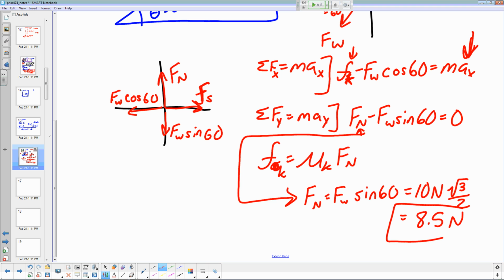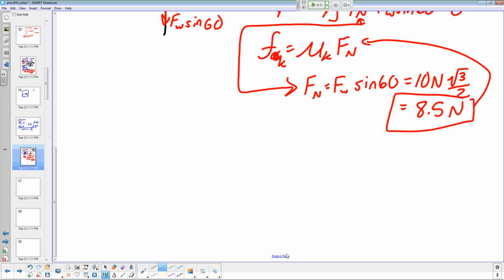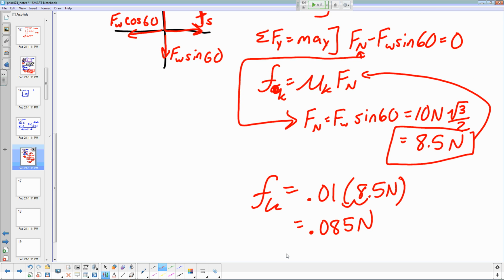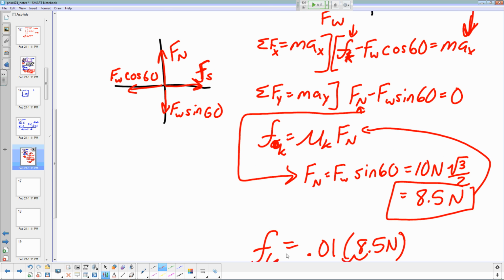Now that we know our normal force, we can plug it back in here and find out what our kinetic friction is. Our kinetic friction is going to equal 0.01 times 8.5 newtons. That's just moving my decimal place over twice, so it's going to be 0.085 newtons. That's my kinetic friction. You might just round that off to 0.1 at this point, but I'll keep it like that for now. And now I just want to know my acceleration. So let's go back up to that other equation right here. Now that I have my kinetic friction and my weight, I can find my acceleration fairly easily.